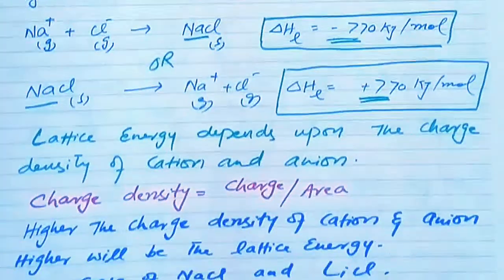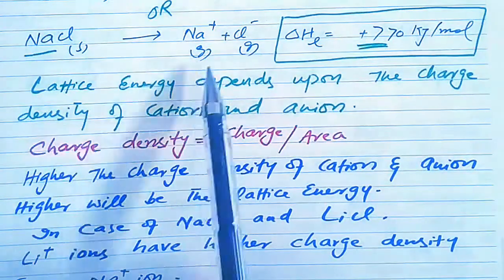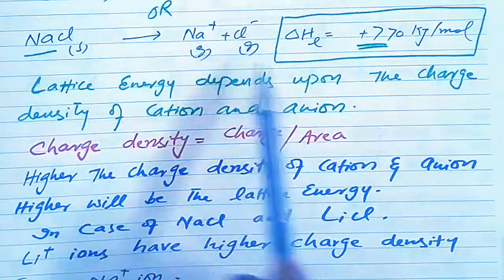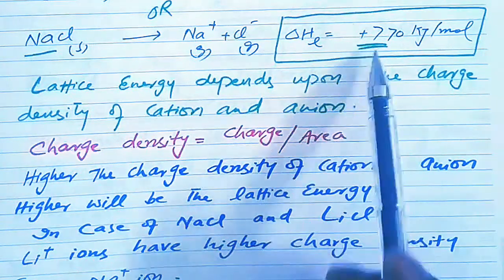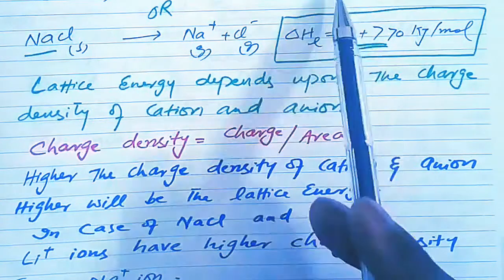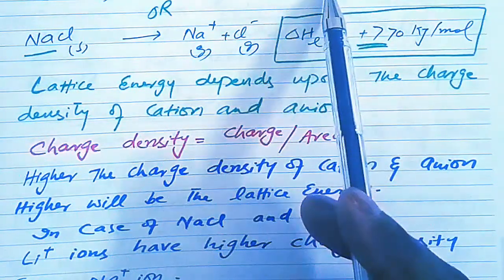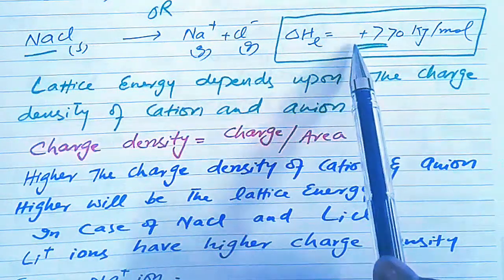On the other side, if we break 1 mole of sodium chloride into its individual ions, that is, sodium chloride is broken down into individual ions, energy will be absorbed in this process. The energy absorbed is equal to the energy released, and both are the same but with opposite sign. In formation it is negative, and in breaking it is positive.